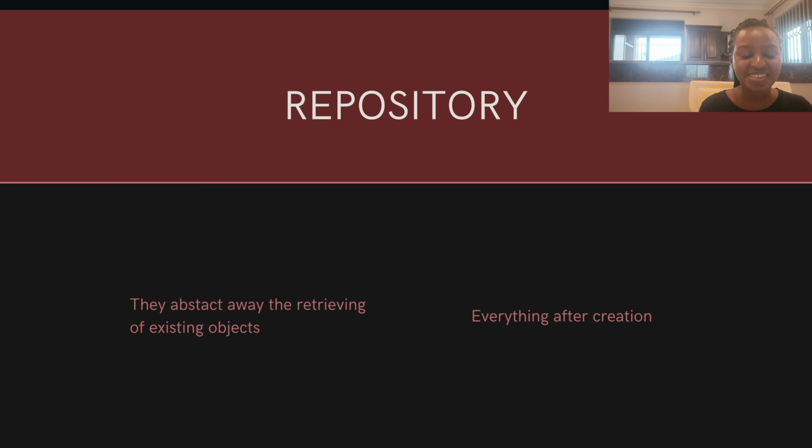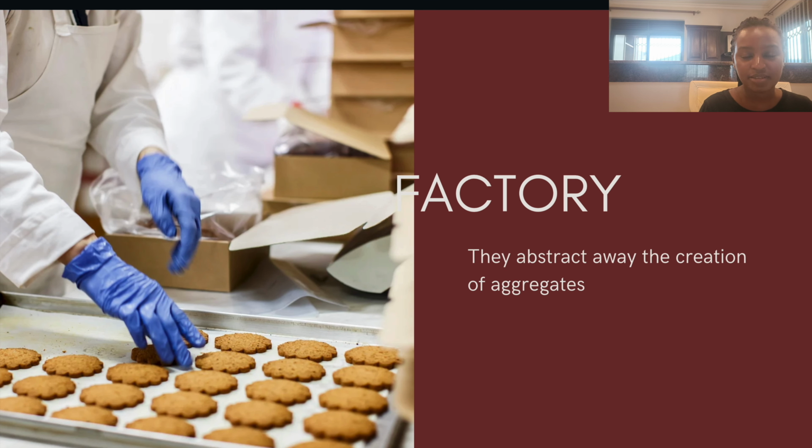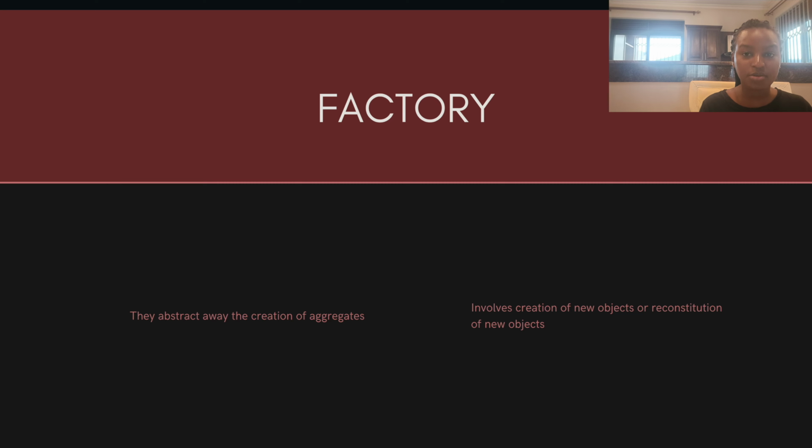A repository consists of everything after creation. That is the read, the update, and the delete. Everything after creation. Another thing that is part of the life cycle, we've talked about everything after creation. Now, what about the creation part? That's where factory comes in. They abstract away the creation of aggregates. It involves creation of new objects or reconstitution of objects. So if I'm creating something from scratch or retrieving something from the domain and reconstituting it, recreating it, that also goes to the factory. So the factory encapsulates that.